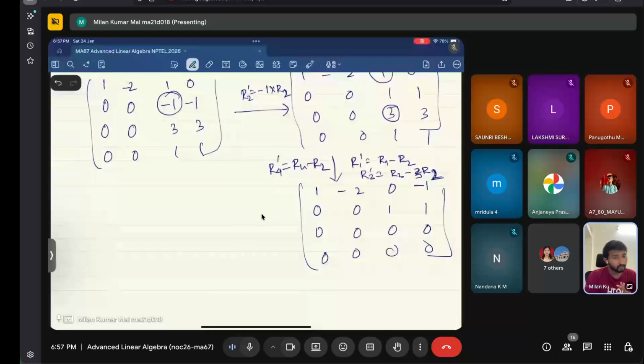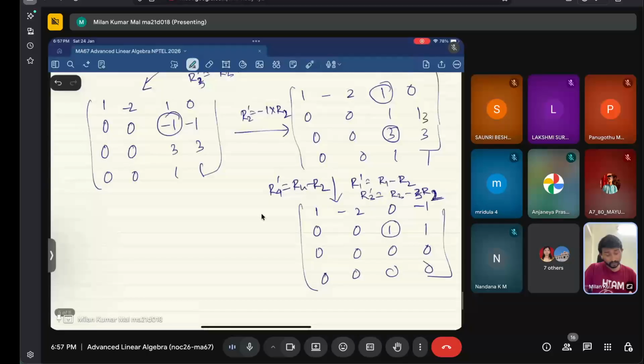Now you don't have anything to do because row reduced form is there: the first non-zero entry of the first row is 1, all other entries in that column are 0. Second row has the leading term 1, all other entries in that column are 0. And third row has no non-zero term, fourth row has no non-zero term. So this is the row reduced form.